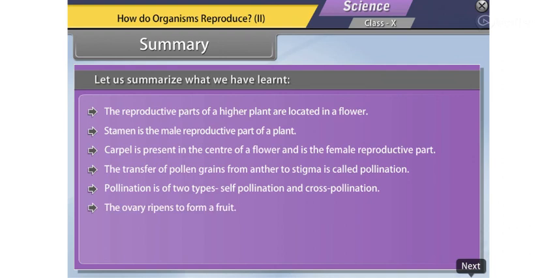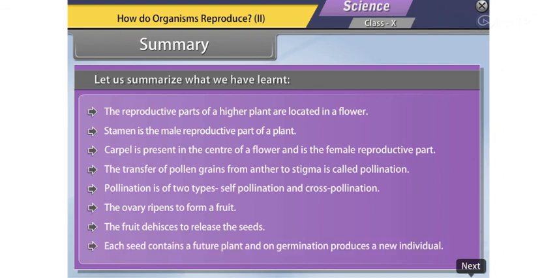The ovary ripens to form a fruit. The fruit dehisces to release the seeds. Each seed contains a future plant and on germination produces a new individual.